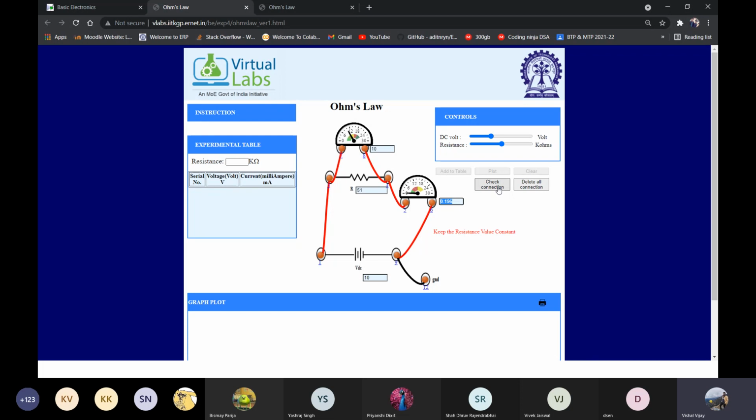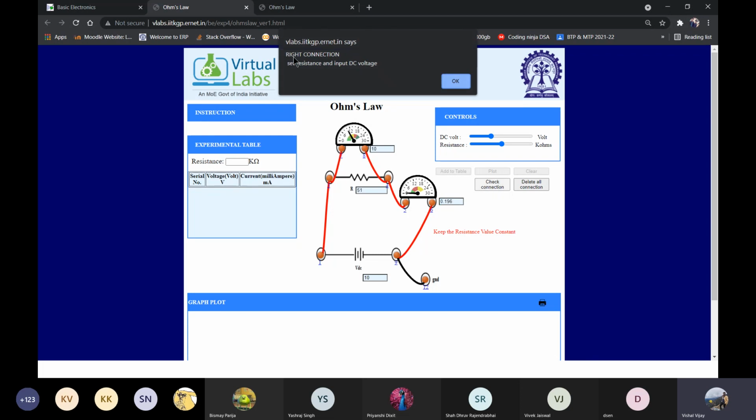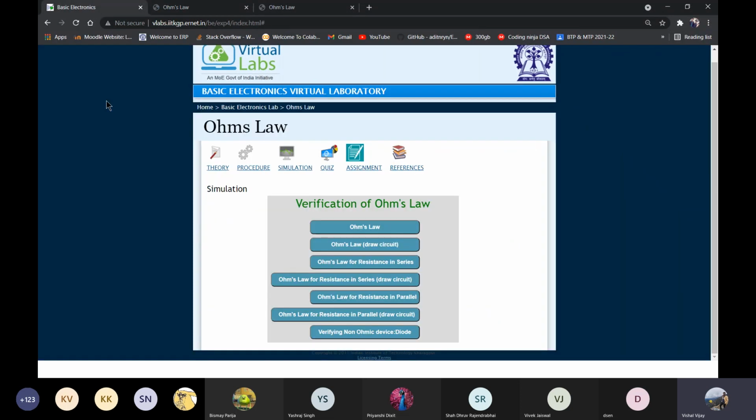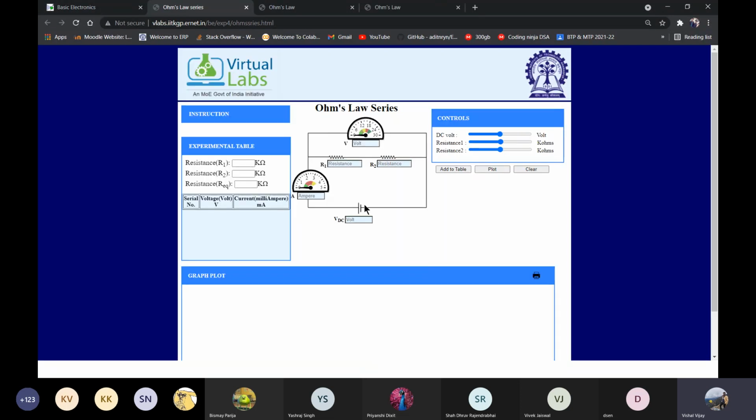All right. And just to check the connection, you can just check this. You will see it will pop up like right connection and set resistance and input DC voltage. Right. So that's it. And now for Ohm's law for resistance in series, it's the same thing. You just have to change the voltage and set the resistance values.